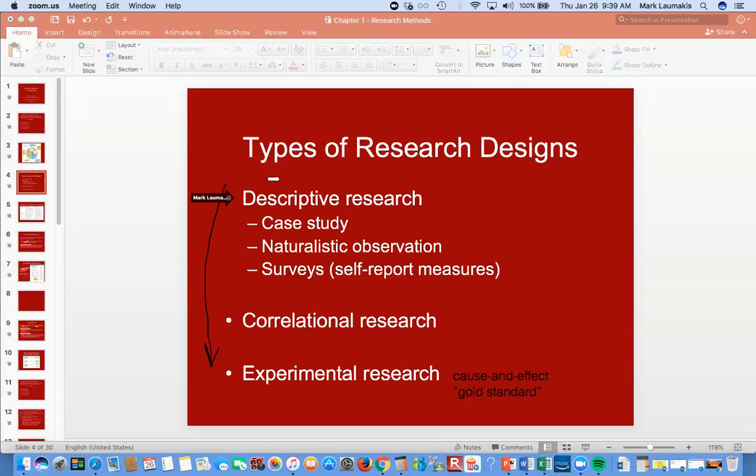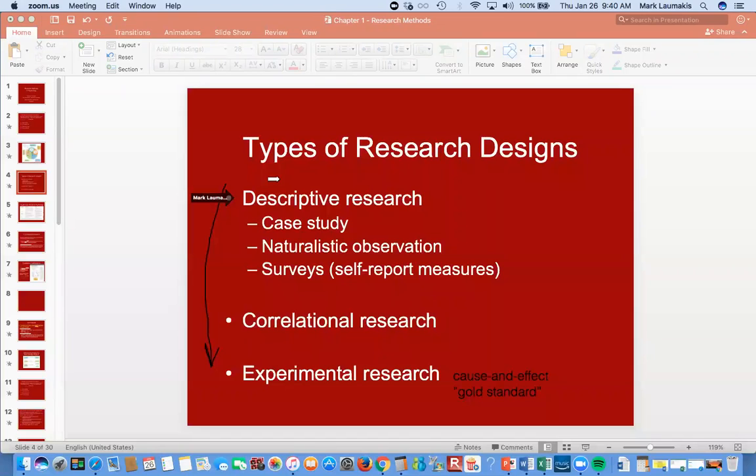Number two, be able to talk about the advantages and disadvantages of that approach. And number three, probably most importantly for test questions, be able to recognize a description of descriptive and correlational and experimental research designs. If you could do those things well, you're going to be in really good shape when the test rolls around.